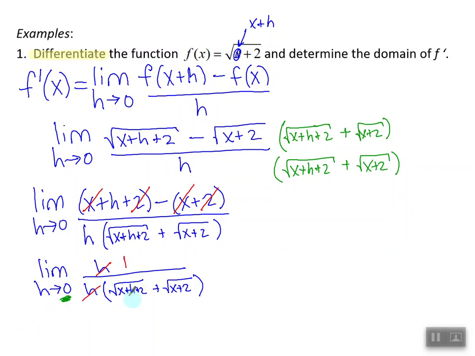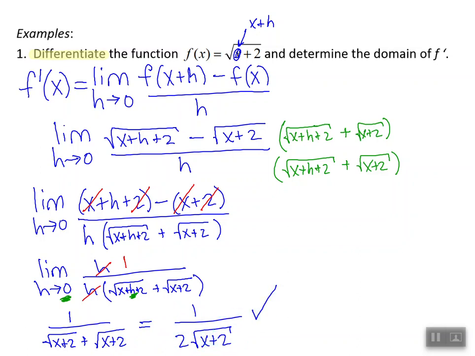So h goes to 0, plug the 0 in for only that little h right there, and let's see what we come up with. 1 over square root of x plus 2 plus square root of x plus 2 is a valid answer, but we can clean that up a bit. 1 over 2 square roots of x plus 2. And this is our derivative function, f prime of x. Done. Now the second part of this question says, determine the domain of f prime.